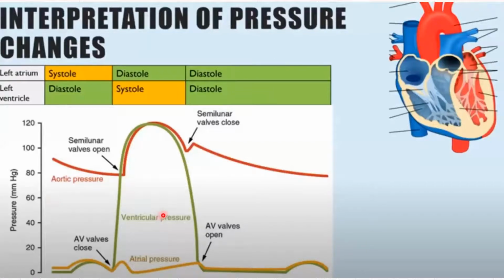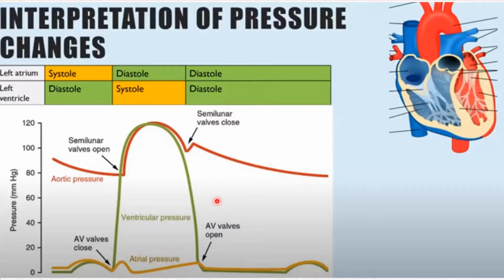So in order to interpret this graph, what you need to know is what is happening to the valves when the pressure behind them is increasing, and what happens to the valves when the pressure in front of them is increasing. We have already talked about that: the valves would open when the pressure behind them is increasing, and they would close when the pressure in front of them is increasing, right?